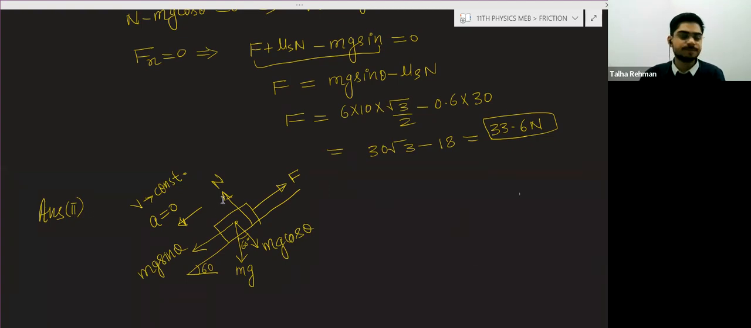Now again there is a point here. The acceleration of the block is equal to 0. So can anyone tell me what will be the net force on the block?